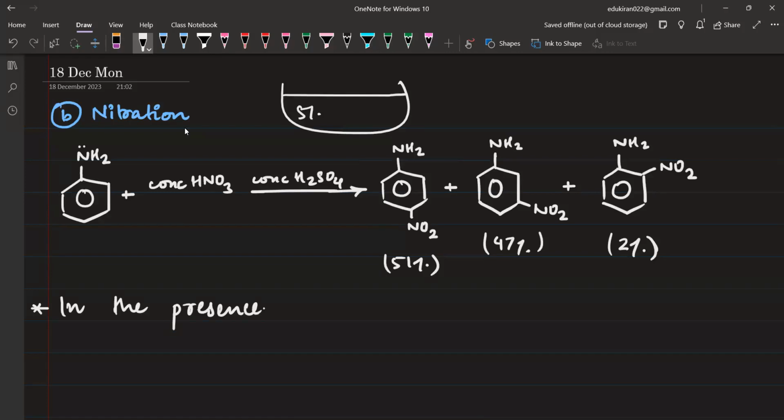You have the para substituted product at 47%, the meta substituted product, and 2% of the ortho substituted product. Okay, sir, like a mixture. You will get a mixture, no?